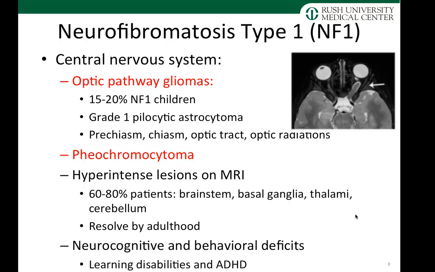Pheochromocytomas are also seen in NF1, but are present in some of the other diseases, so that's not going to necessarily help you with the differential. Hyperintense lesions are seen on the MRI of patients with NF1, and it hasn't quite been clear what these represent. It occurs in a very high percentage, up to 80% of patients, and they're located all over the brain, in the brainstem, the basal ganglia, the thalami, and the cerebellum. They tend to resolve by adulthood, but are believed to be maybe the cause of the neurocognitive and behavioral deficits we see in these patients. Many of these patients will have learning disabilities, and attention deficit hyperactivity disorder is commonly reported.